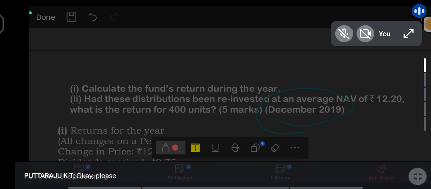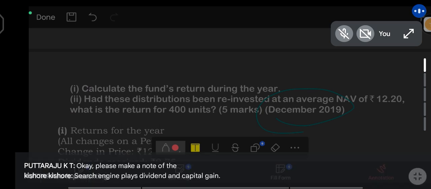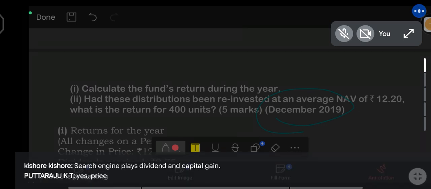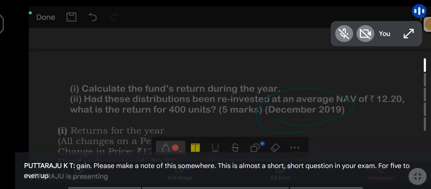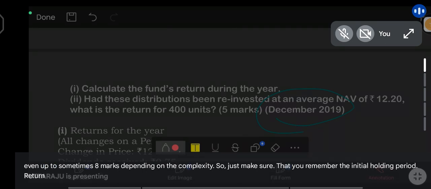Okay, please make a note of it. Dividend and capital gain. Yes, price change plus dividend plus capital appreciation or capital gain. Please make a note of this somewhere. This is almost a short question in your exam for 5 to even up to sometimes 8 marks depending on the complexity. So just make sure that you remember the initial holding period return is the addition of three things: price change, capital appreciation and dividend.